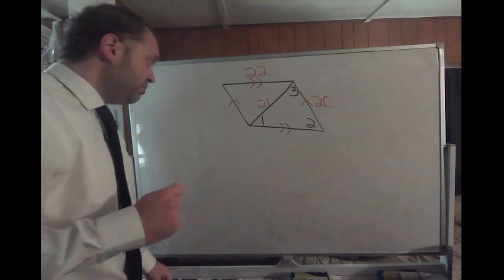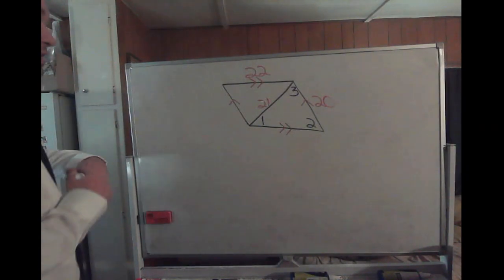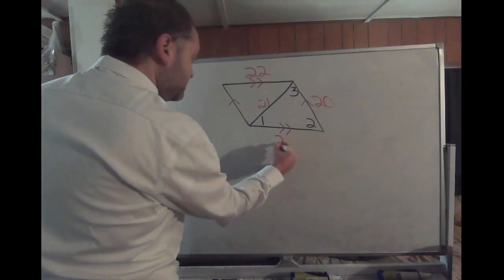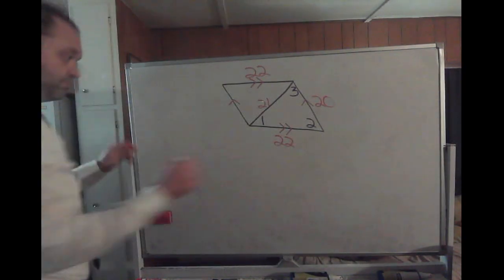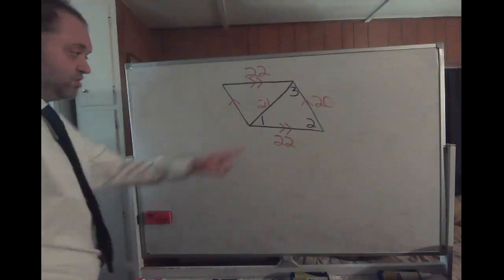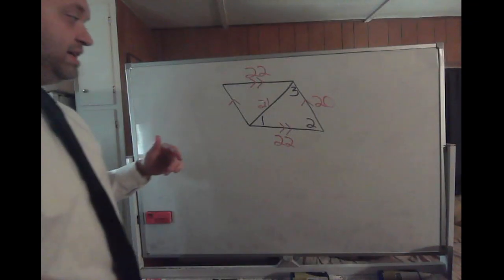Well, what do we know about parallelograms? That opposite sides are congruent, right? So that means this side here would also have a length of 22. So let's go ahead and do that for the missing information. Now that we've established this side has a length of 22, let's find the largest angle.